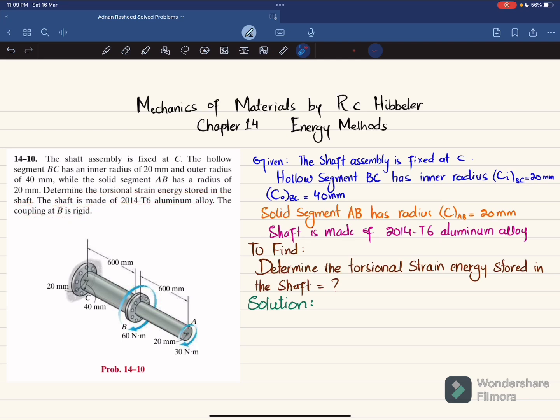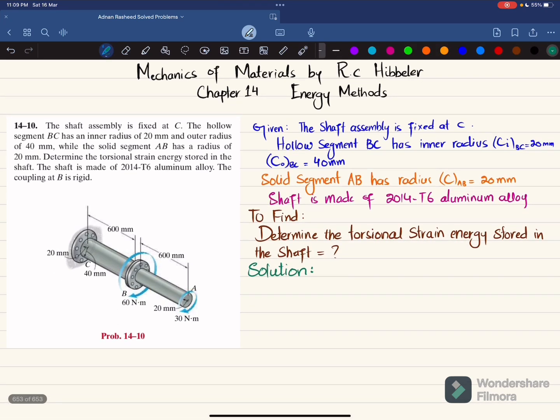You can see this is shaft BC and this is shaft AB. The end C is fixed. There is a coupling between AB and BC, which is rigid. At point A, we have a clockwise torque of 30 N·m. At the coupling, we have a clockwise torque of 60 N·m. And BC is hollow. The inner radius is given as 20 millimeters and the outer radius for BC is 40 millimeters, while solid segment AB has a radius of 20 millimeters. You have to determine the torsional strain energy stored in this shaft.